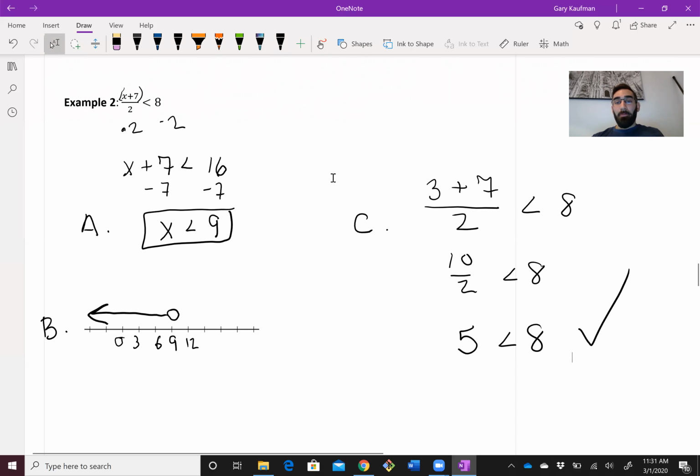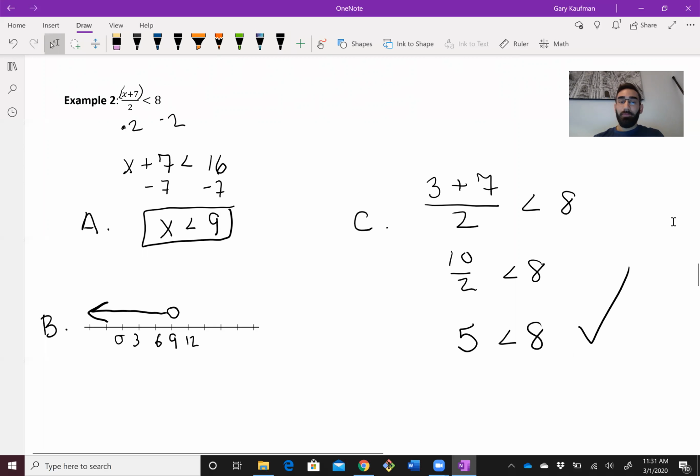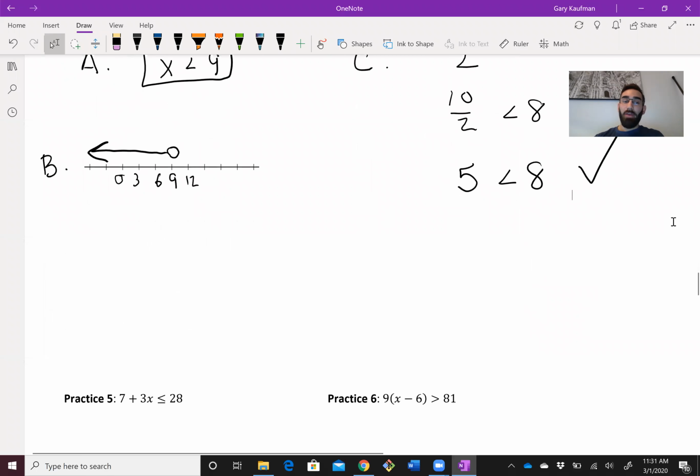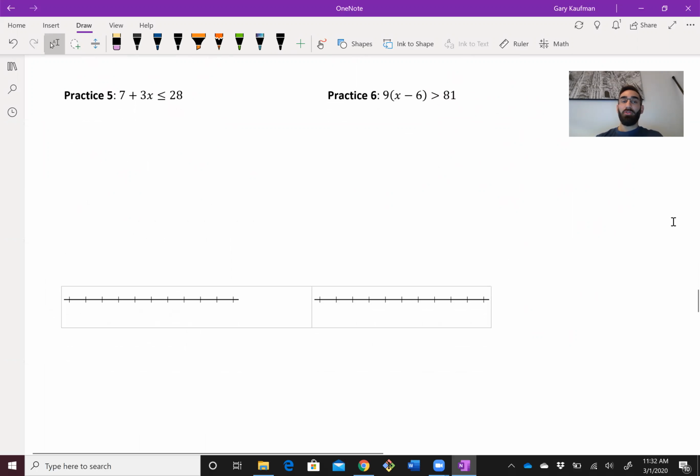So, again, pause this if you need to write this down. But if you're ready, here are your 2 practice problems. I'm going to pause it, and you're going to complete them in your notebook.